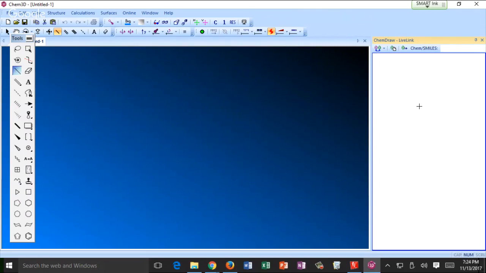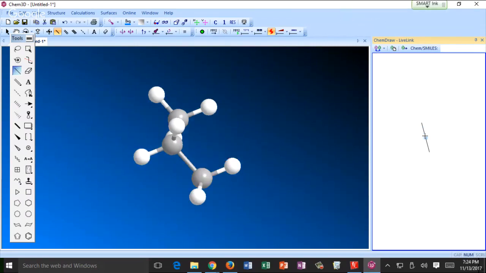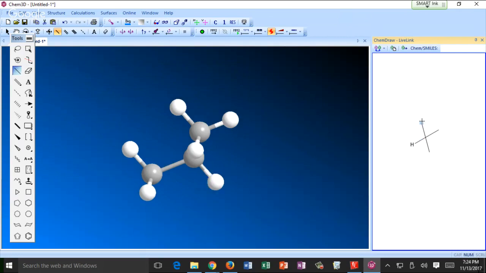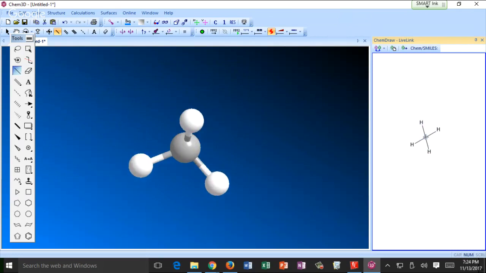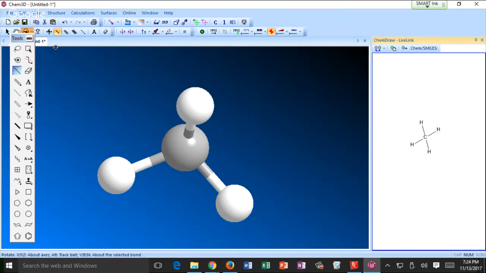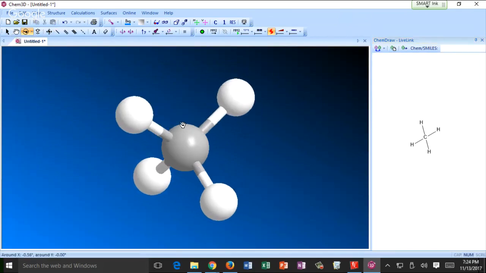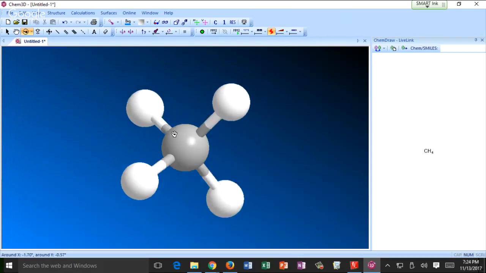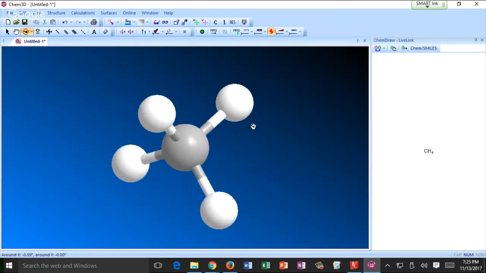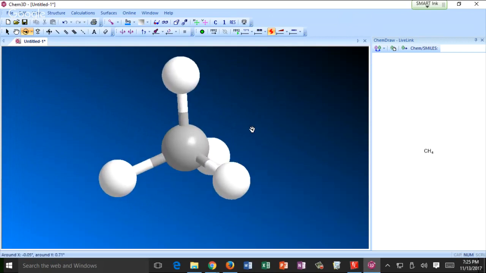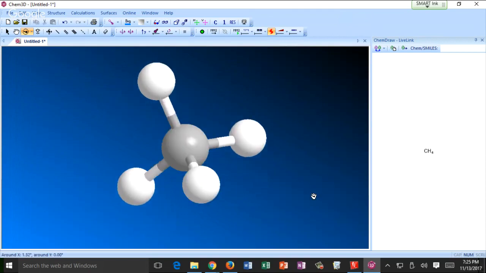I'm going to draw that molecule right here. And as I draw it, it's going to try to figure it out in the other screen here. So there's my carbon with four hydrogens coming off of it. And here's what it looks like now in three dimensions. Does everybody see that? It's not flat, right? How would you describe that shape?